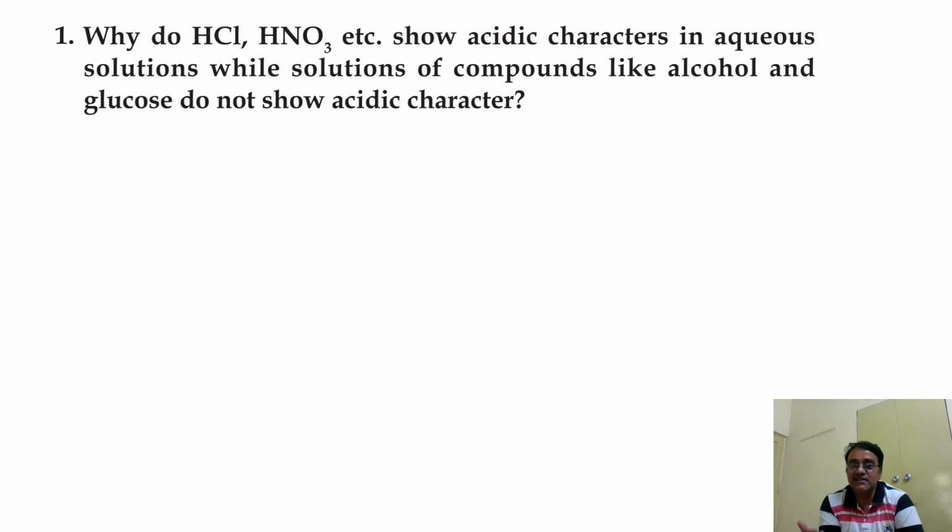So acidic character कैसे वो show करता है? How will it show? Because it will produce hydrogen ions. When we dissolve it in water, this will produce hydrogen ions H plus, right? जबकि ये जो अल्कोहल और ग्लूकोज जो है, when it dissolves in water, it will not ionize in the aqueous solution to give hydrogen ions. Okay, so that is why they do not show the acidic character.